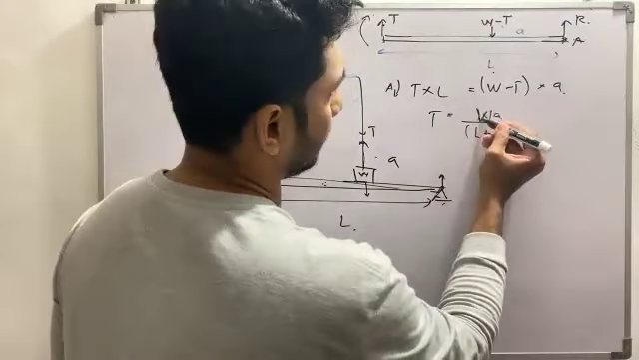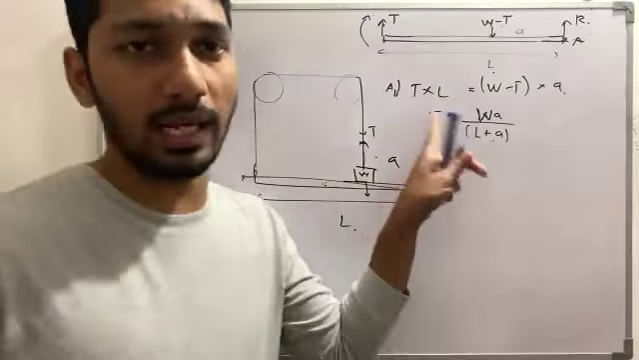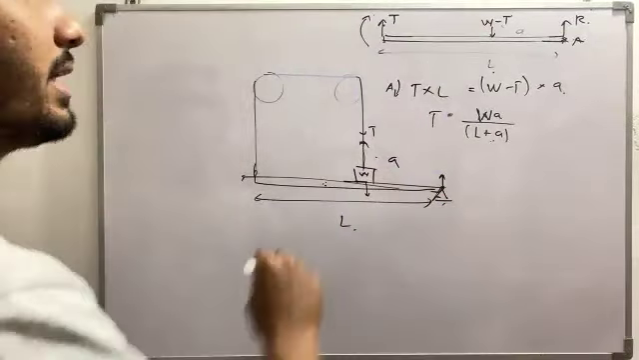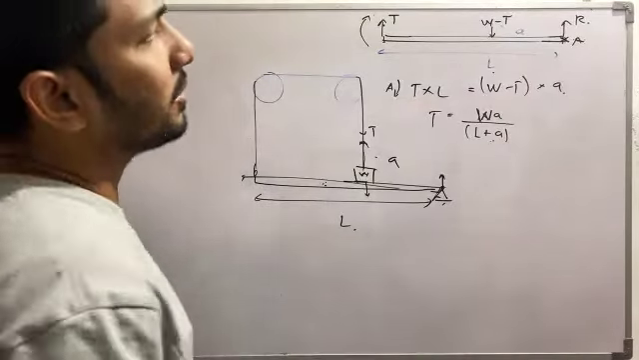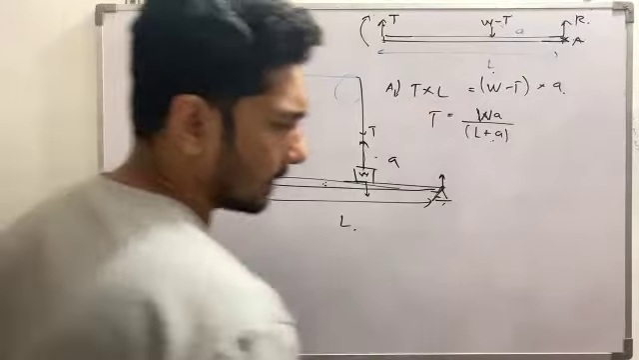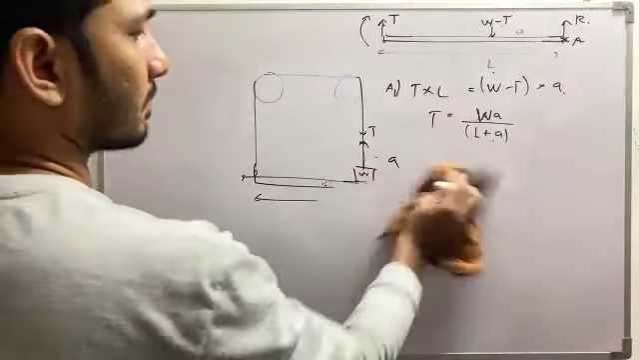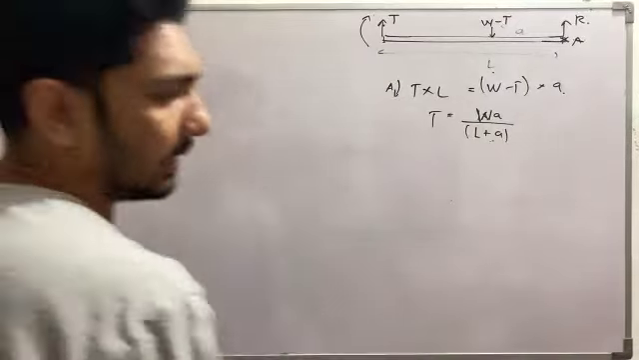W A by L plus A is the answer for T. Now you should find R. Now you know T. So now you have to find a point to take moments. Where would you take moments from? Now you know T. You have to find R.